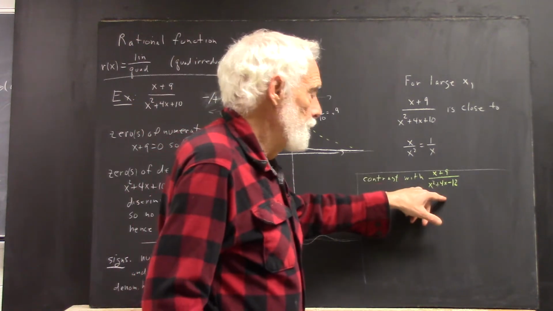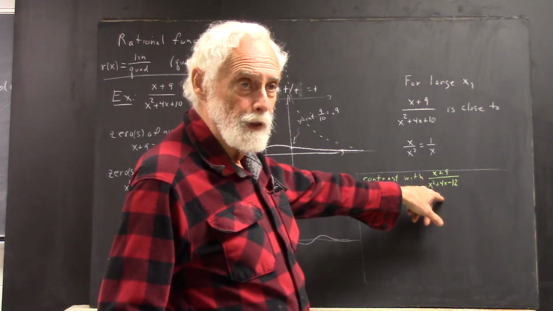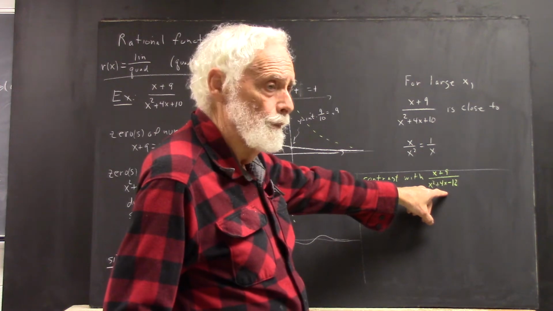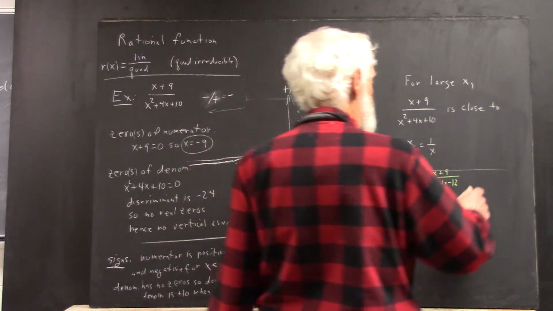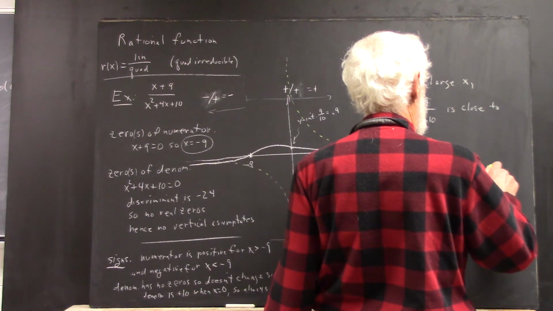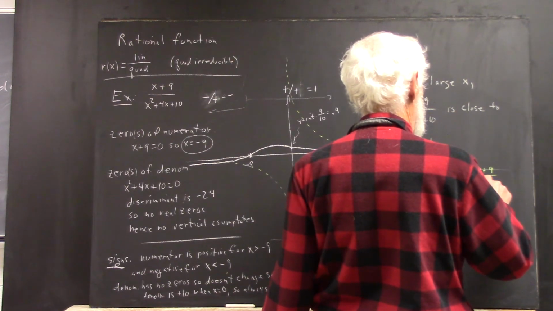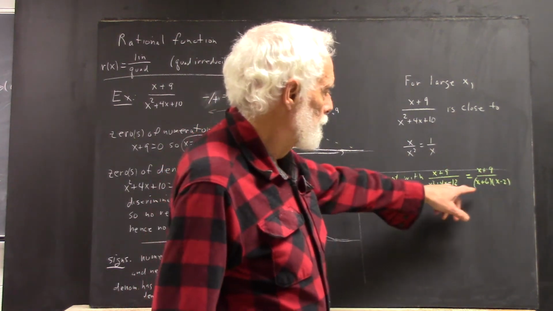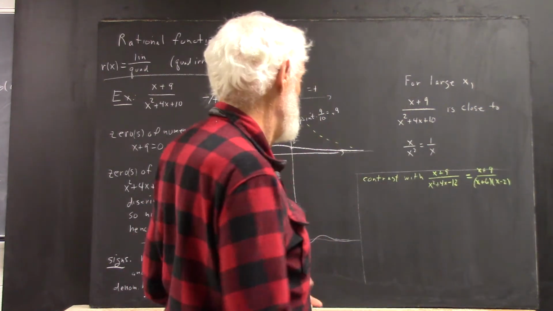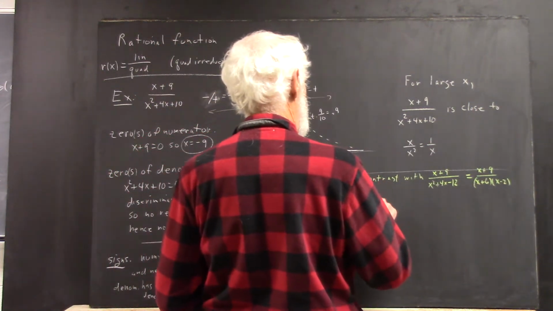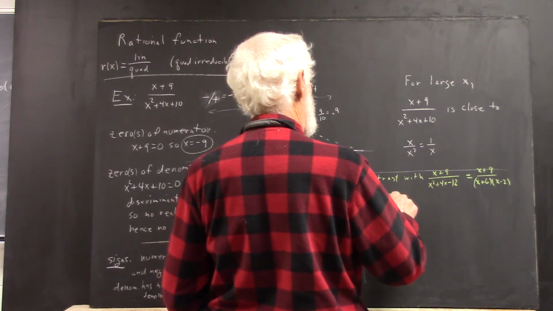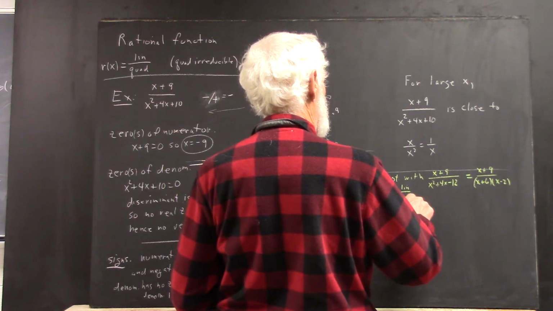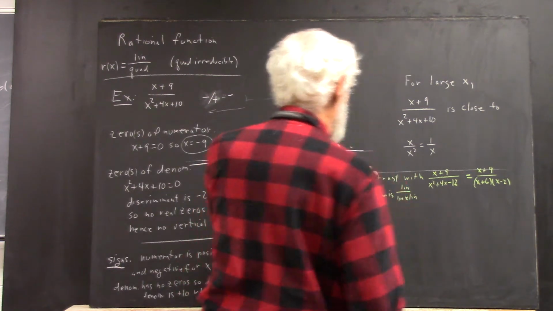Let's contrast this with this, which is a linear divided by a quadratic, but it's not what I call the form linear over quad, because the quadratic factors. Okay, the denominator factors into x plus 6 times x minus 2. The form is linear over linear times linear, not linear over quad.